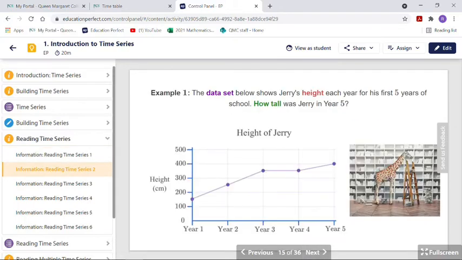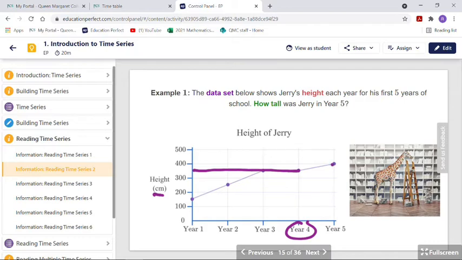Okay? So here we go. We have some information here. We're not going to go through all of these, but what I can do is just pick a date and find out how tall this Jerry Giraffe was. So in year 4, how tall was he? About 350 centimeters, right? So he was about 350 centimeters in year 4. Okay? Now, you can't really say it's exactly 350, can you? No. Because it's not on a line.